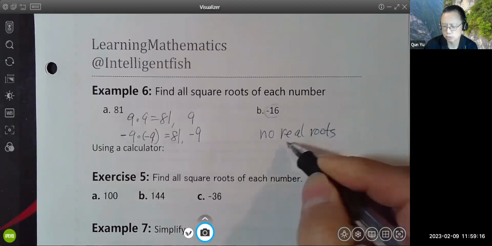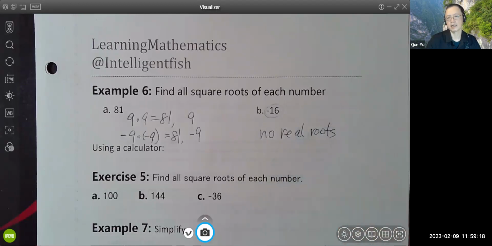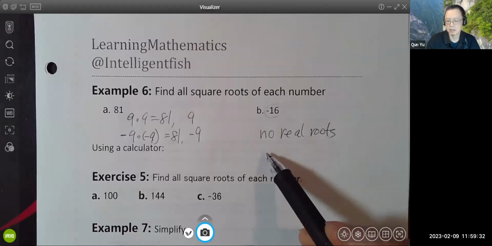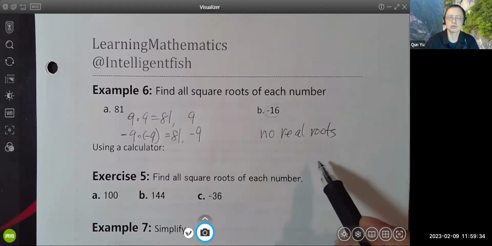The reason we say real roots is that at a higher level, mathematics has another system called the complex number system. In that system, we do have rules for negative numbers. That's why in here, we don't say no roots. We say no real number roots.